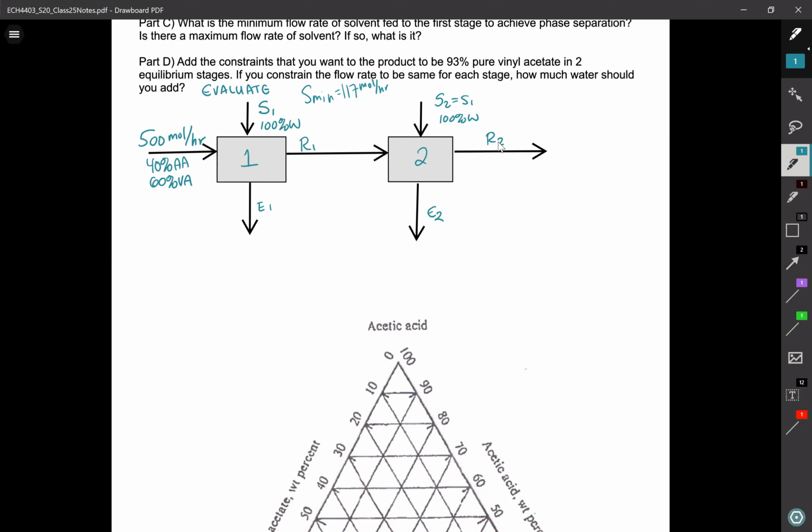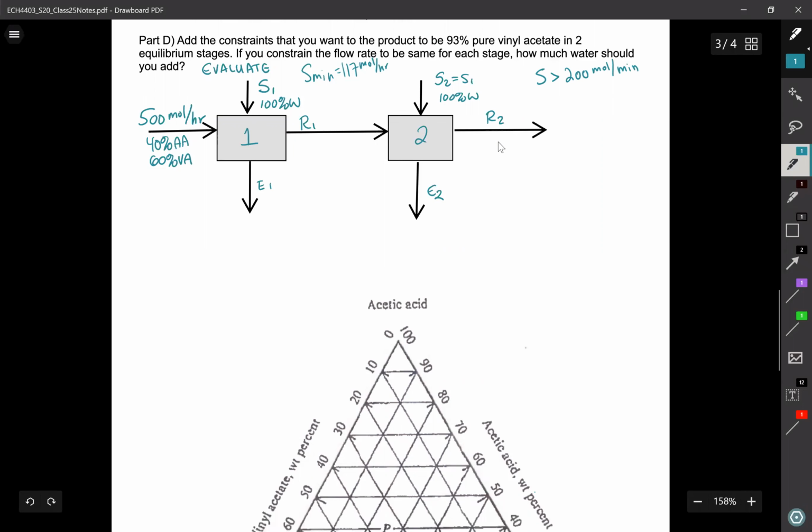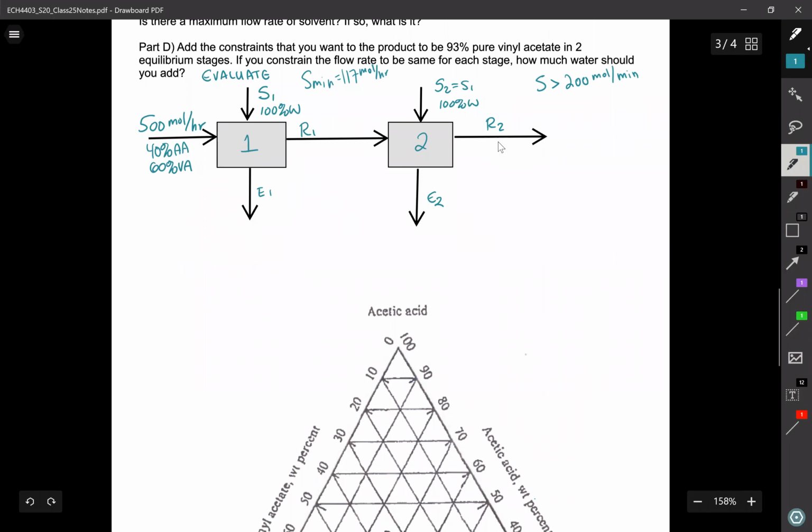And hopefully you would find that the stages is inversely correlated with the amount of solvent that I need. So if I decrease the number of stages, if I go from 3 to 2, I'm going to need to increase the amount of solvent. So S must be greater than 200 moles per minute. And that can help to inform my guess a little bit. So I'm going to make the initial guess that S is equal to 300 moles per hour and see what that gets me.